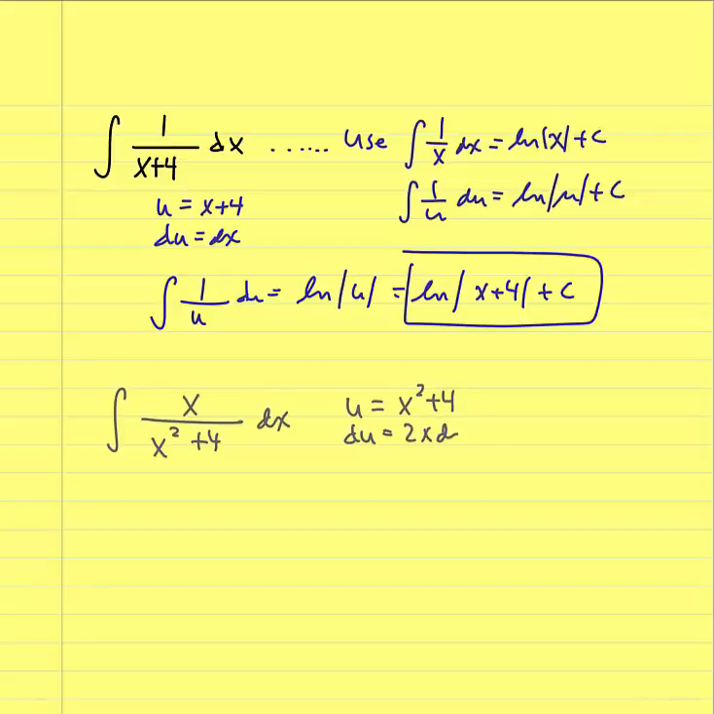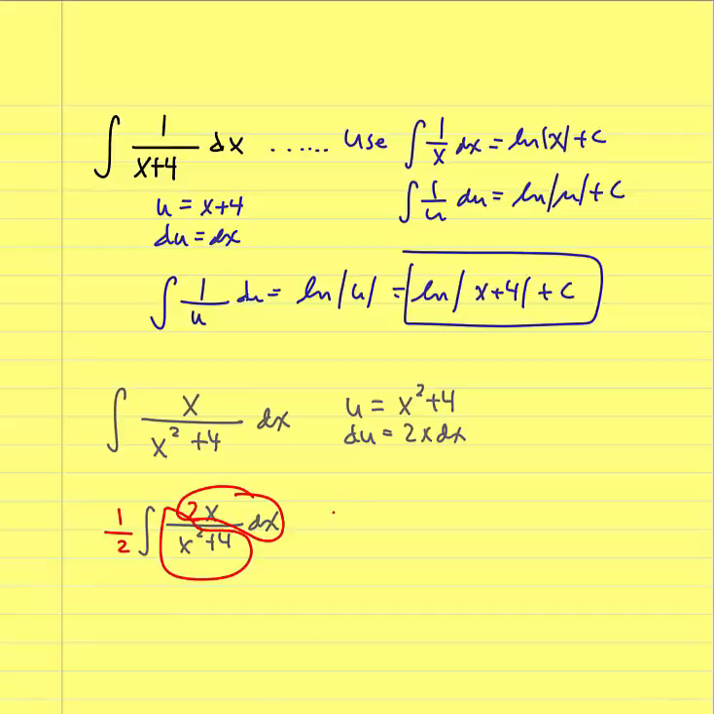du is 2x dx. Now if you look at this, I have the x, which is good because I need the x. I'm missing the 2. So I'm going to multiply by a 2 on the inside, and then I'll compensate with a 1/2 on the outside. So this bit right here becomes my du.